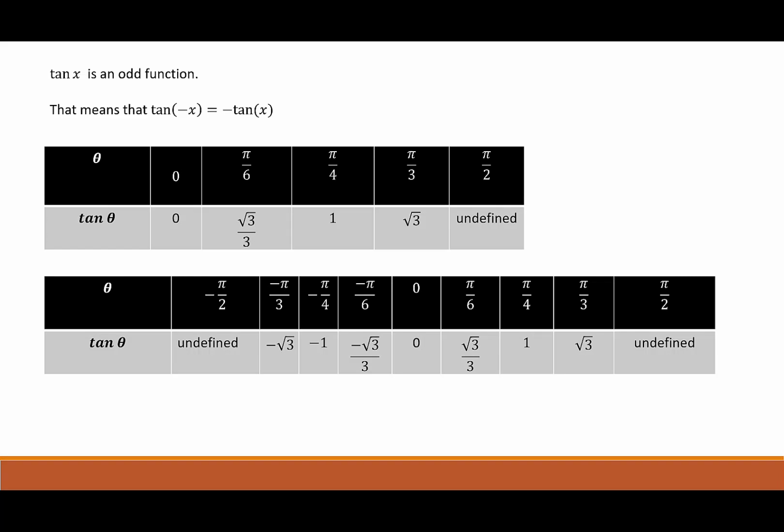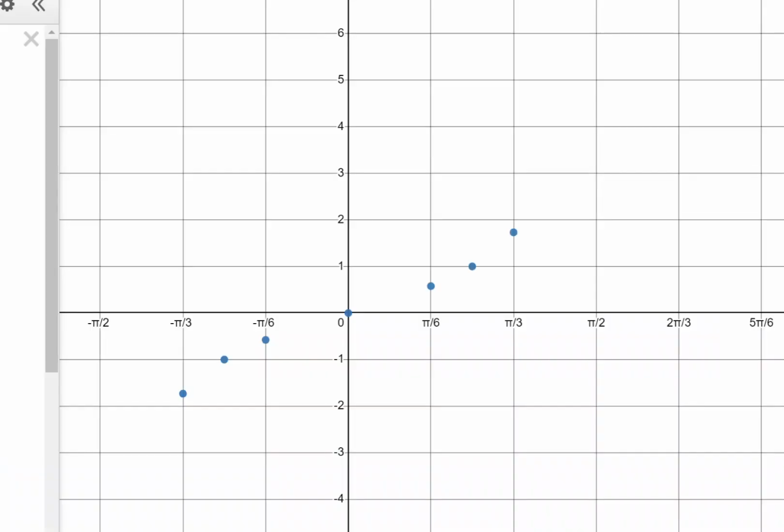Tangent of negative pi over 3 will just be negative square root of 3, tangent of negative pi over 4 will be negative 1, and tangent of negative pi over 6 will be negative the square root of 3 over 3. Let's take a look at all of these values in a graph. This graph displays the 7 points that we had in the table. We can see what's happening from negative pi over 3 to pi over 3, but we get a little lost between pi over 3 and pi over 2, or negative pi over 2 to negative pi over 3, so let's add a few more values.